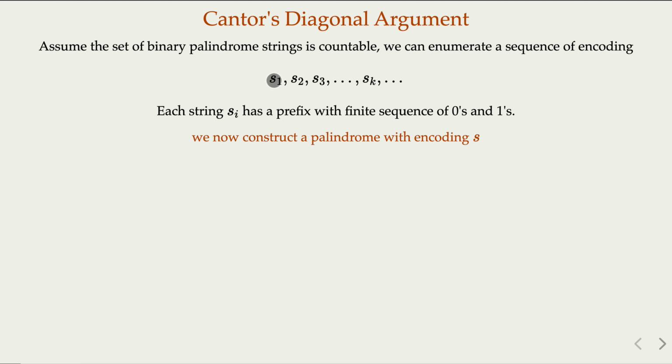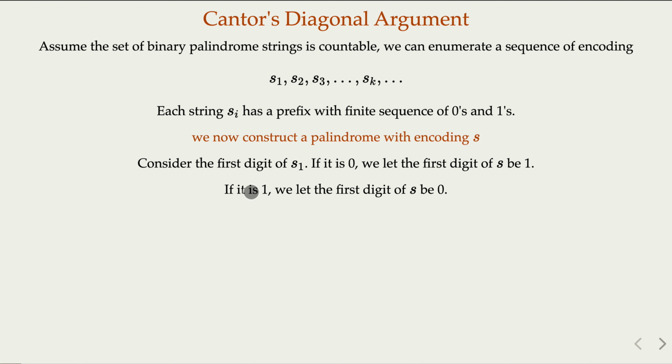We look at the S1 because it's a bunch of 0s and 1s, right? If the first digit of S1 is 0, then we're going to make the first digit of S to be 1. And then for the second digit, we're going to look at the second element in your enumeration and make it different. So in the first case, if it's 1, we make it 0. If it's 0, it's going to be 1.